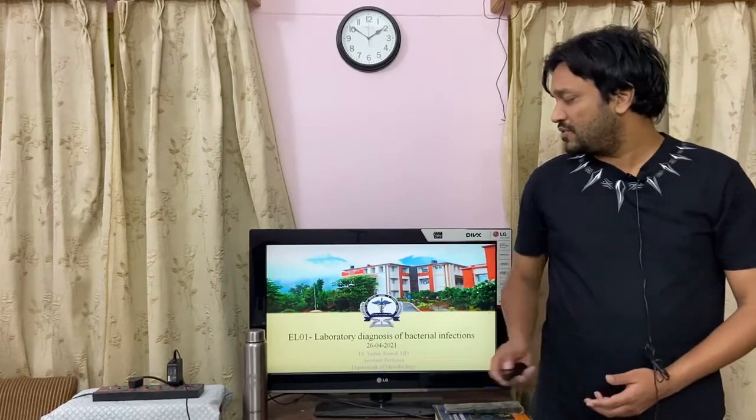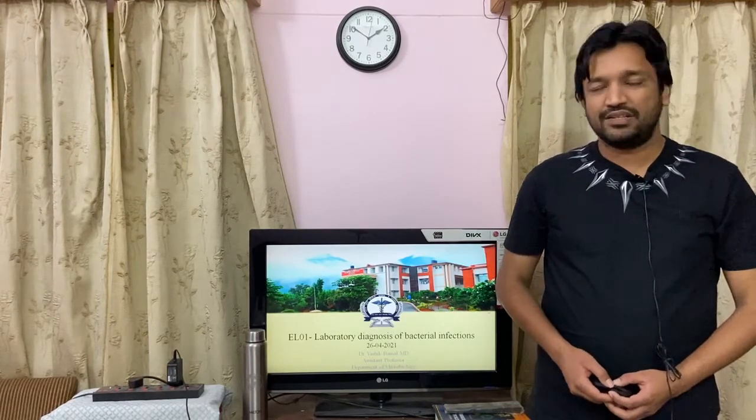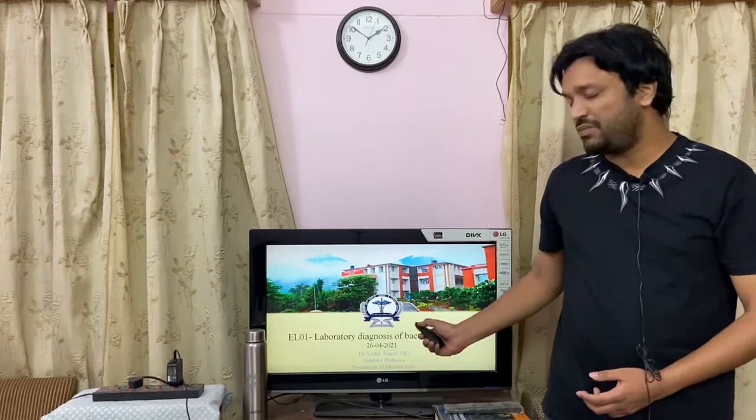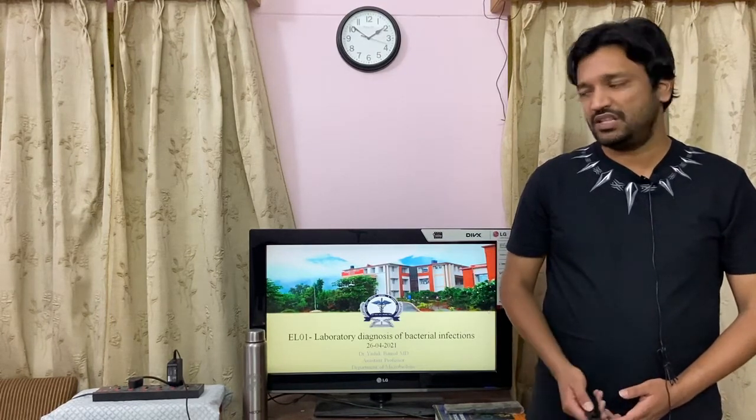So today's theory class is on laboratory diagnosis of bacterial infections. I have been asked to cover only two aspects of the laboratory diagnosis: specimen collection and direct demonstration of bacteria. So the rest of the topics will be covered in your subsequent theory classes. Let's begin with this one.